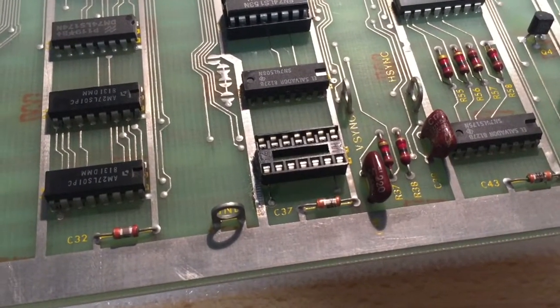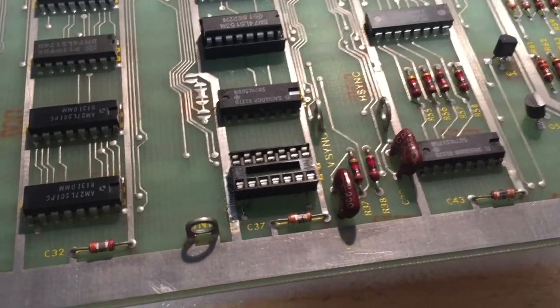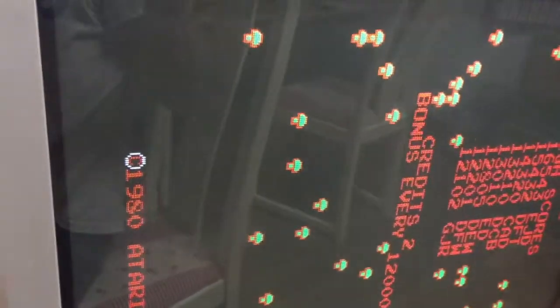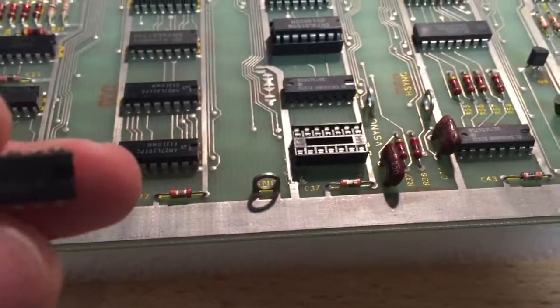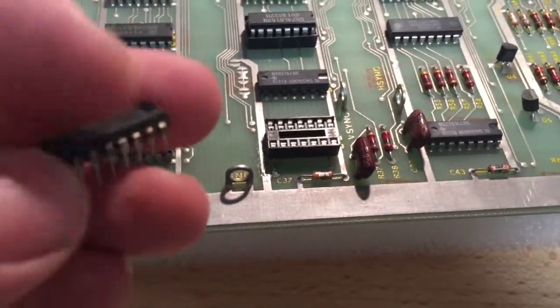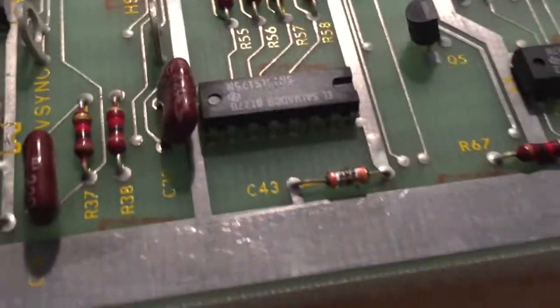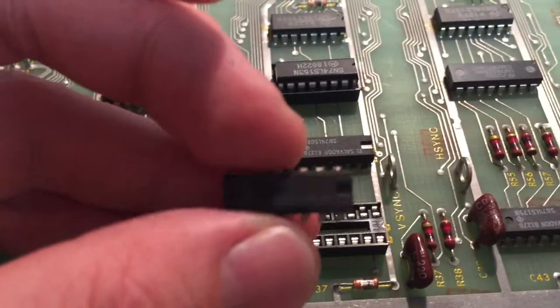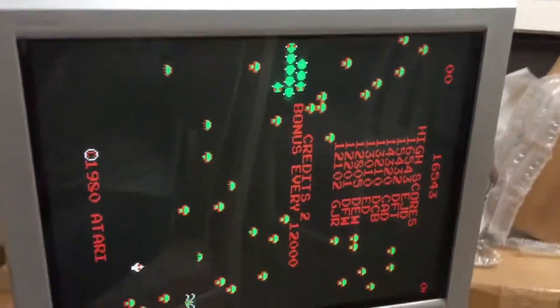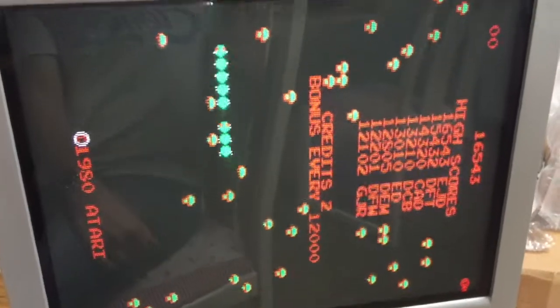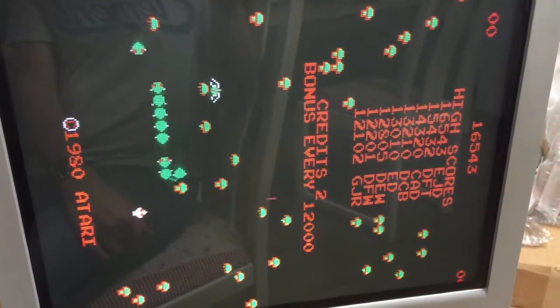Okay, so I got the IC out, and without the IC the game doesn't show any motion objects, and also it seems to be resetting, so this chip is probably used for something else as well. Okay, but I got this used chip from another game PCB that is beyond repair, and if I put that in, we have our motion objects back. Great.